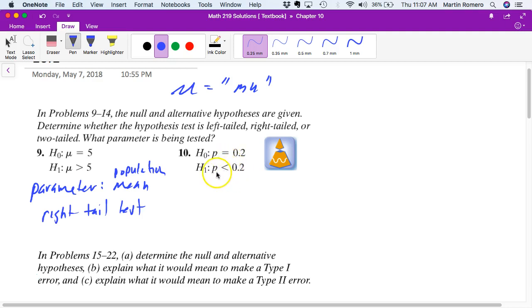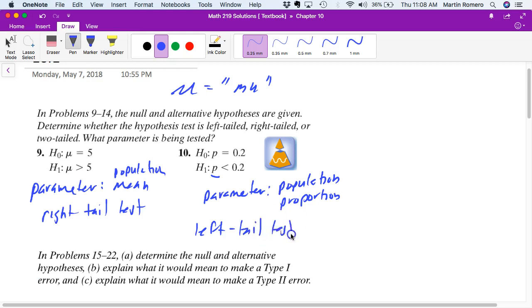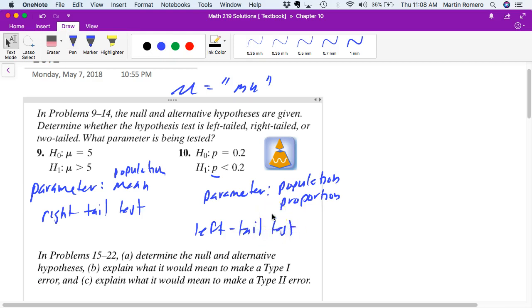Number 10, the parameter is p, which is the population proportion. And since it's a less than, we would say this is a left-tailed test. And again, I'll explain more what we mean by that. And it is referring to the normal curve.